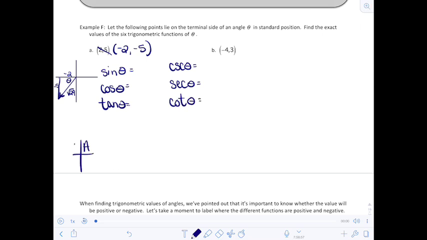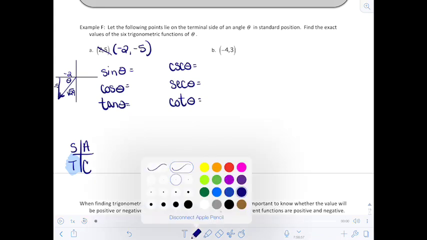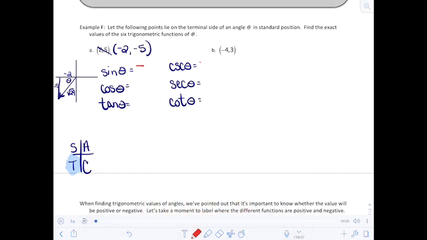Now, if you remember, always study trig carefully. We're here in the third quadrant. The only thing positive will be tangent. So I know right now that sine and cosecant are negative, and cosine and secant better be negative. And we'll see that as we look at our ratios.